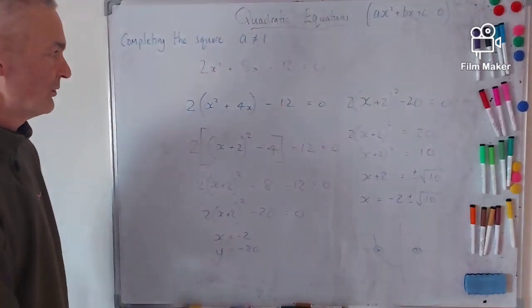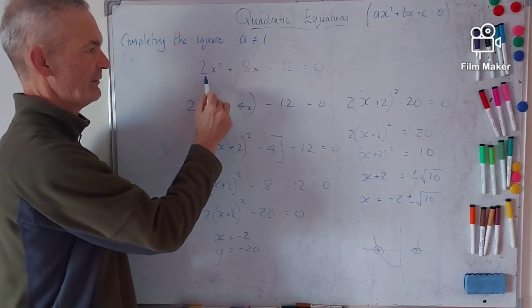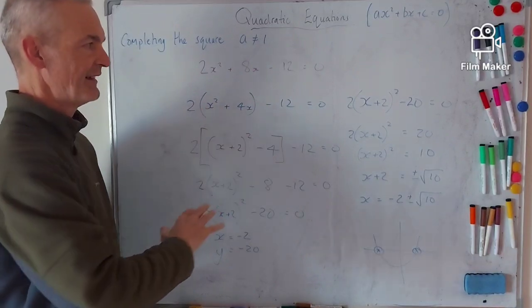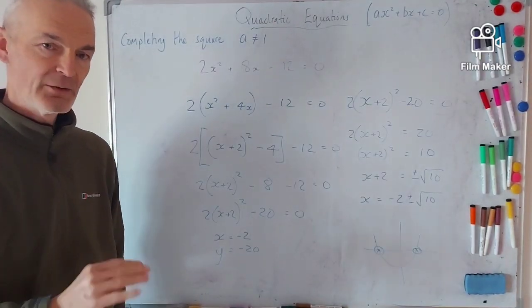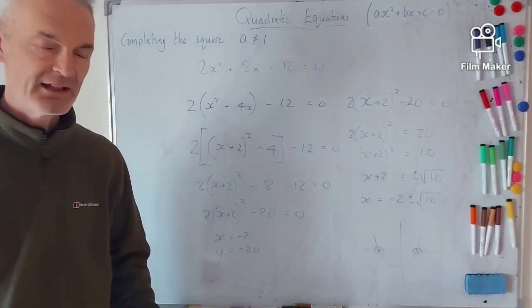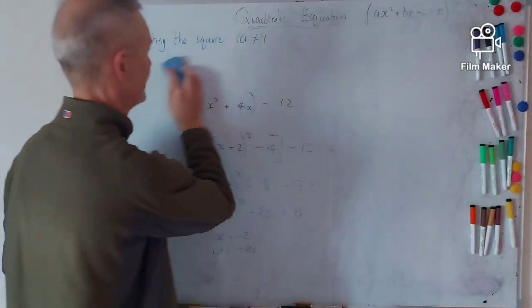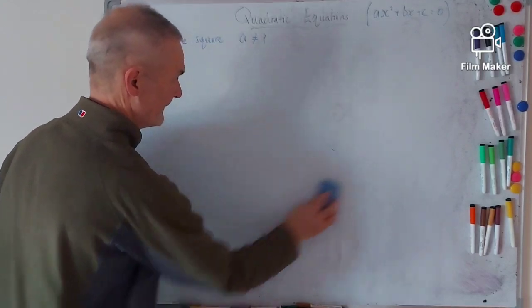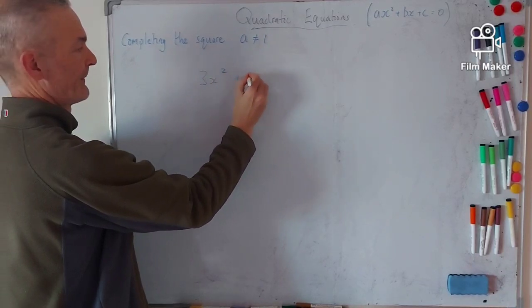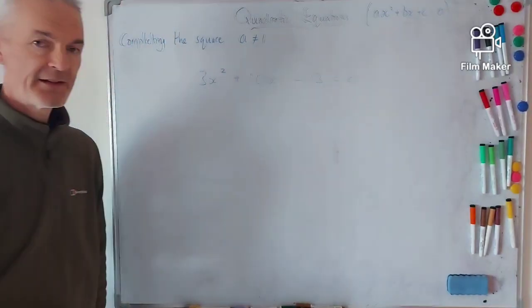Okay, so that's how we deal with a quadratic where we've got a not equal to 1. Now this is quite a nice example because the numbers were easy to deal with. There were no fractions. Okay, so let's have a look at one where we've got a fraction involved. It's the same technique, but it's just a little bit tougher. Okay, so let's try this one. Okay, so there's our next quadratic.